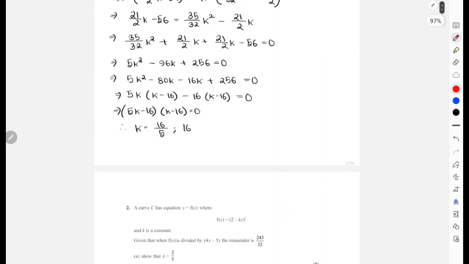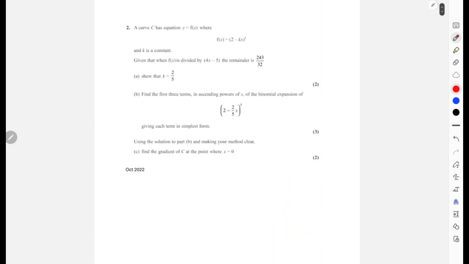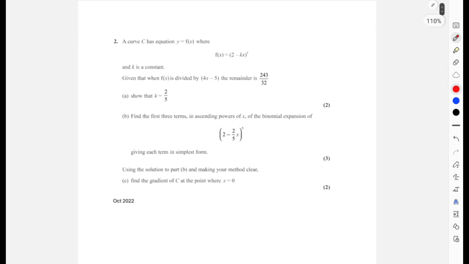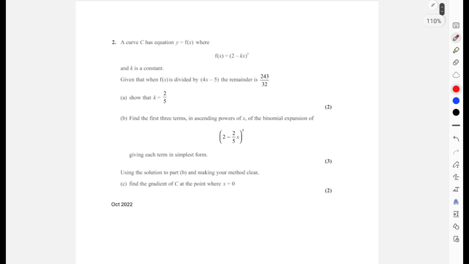Okay, now we'll move forward to the next question. This is again from that binomial expansion, and this is from the year October 2022, question number 2. I think this is also in a similar pattern, so we will start and we can solve this as we go along.